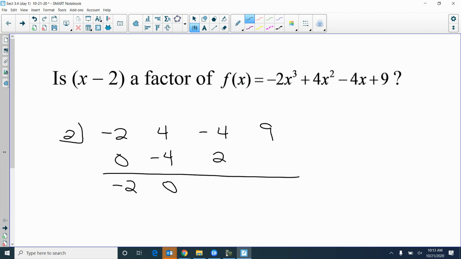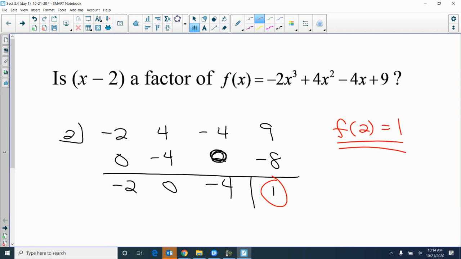0 times 2 is 2. No, it is not. It is 0. It is -4, -8, and 1. But what piece of information do we get from that? Okay, that f of 2 equals 1. So f of 2 equals 1. So at least we know that, and that might come into play later.